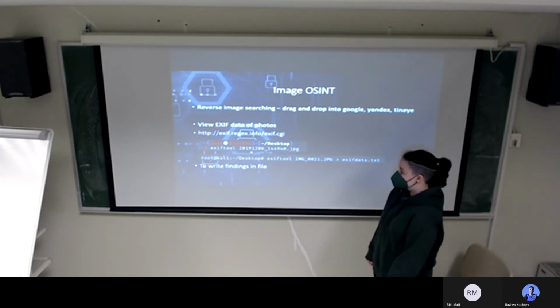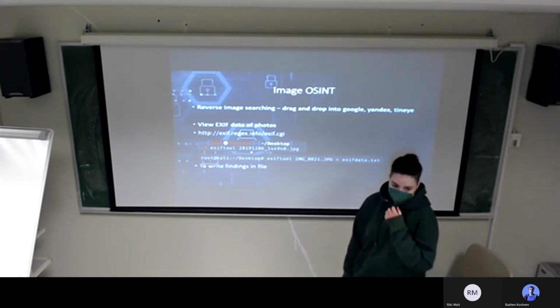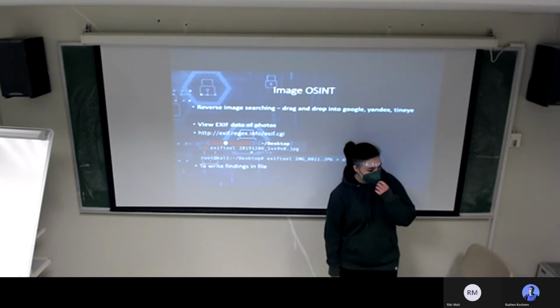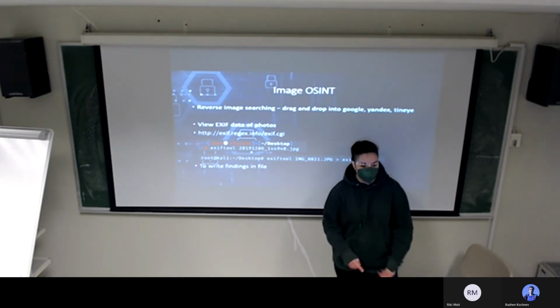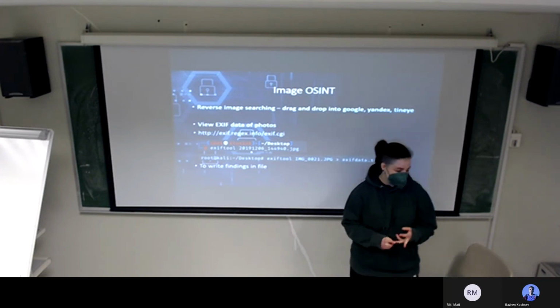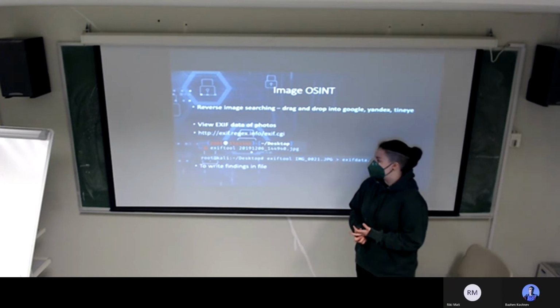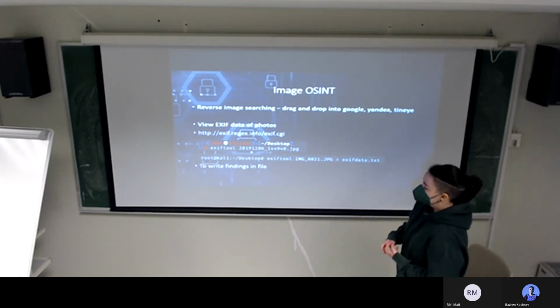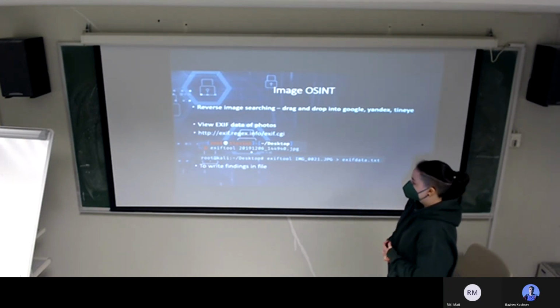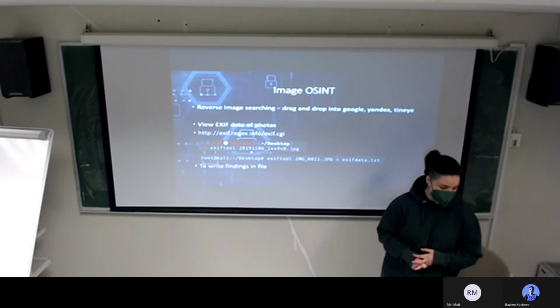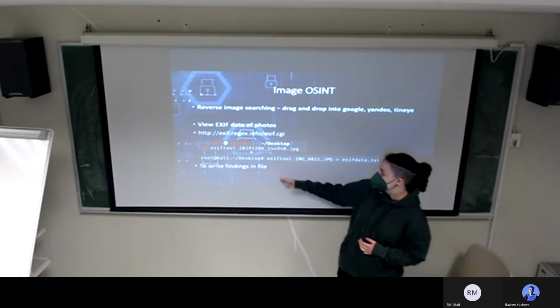Also, EXIF data. Every single picture you take on your phone has some data behind the picture, and that would be the model of the phone that took the picture, things like exposure or whether the flash was on, location, time, pretty much everything. And you can see this EXIF data either on Kali or on this website.